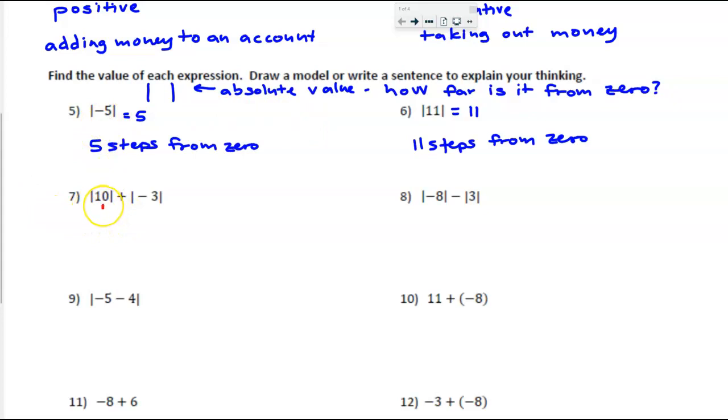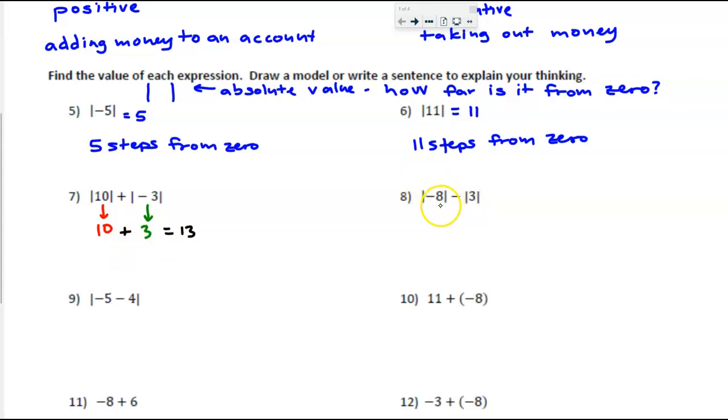So what is the absolute value of 10? It's 10 because it's 10 steps from 0. What is the absolute value of negative 3? Kyron? 3 because it is 3 steps from 0. But I'm not done with this problem. Now that I've answered how far each of those are individually, now I'm asking, okay, what is this plus this? What's 10 plus 3? 13.